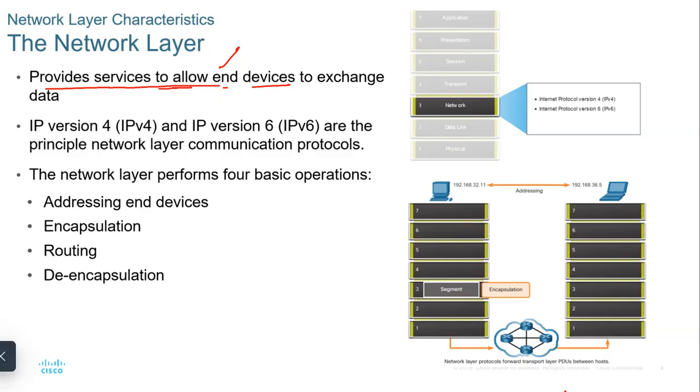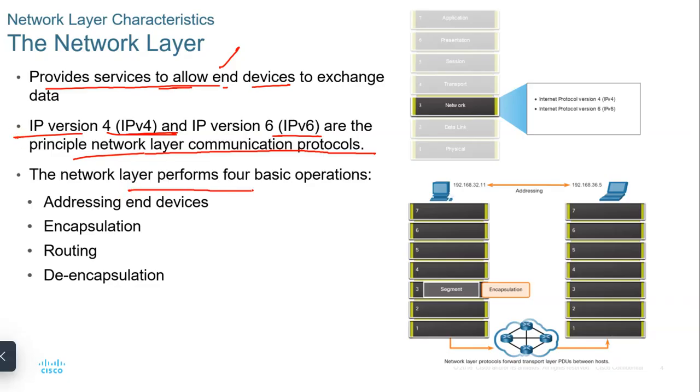So IPv4 and IPv6 are the principal network layer communication protocols. In other words, they are principal, meaning that without IPv4 or IPv6, there is no other protocol that is going to help the end devices to communicate. They can miss other protocols, but they should not miss IP, either v4 or v6. So these other protocols must use IP, Internet Protocol.